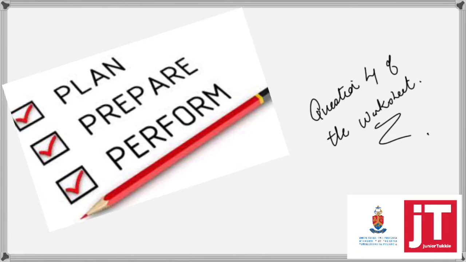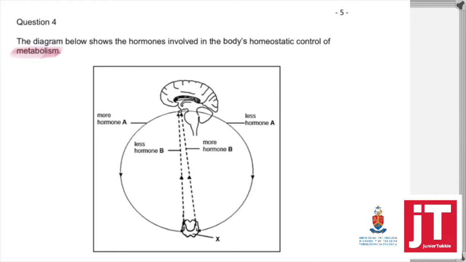Right, so the first thing for us to do is to look at question 4, and I've only put this part of question 4 up on the screen at the moment because I want you to get into the habit of looking at context first. Before we approach the questions, we have to understand the context in which our questions are being asked. So looking at question 4, we read here that this diagram shows the hormones, and this is more than one, they're involved in the body's homeostatic control of metabolism. So there's a very key point to this question, the metabolism.